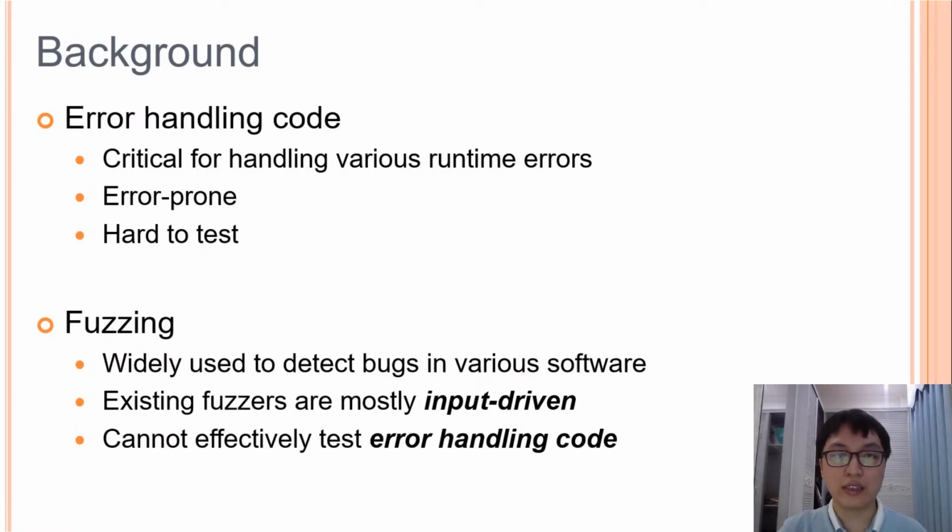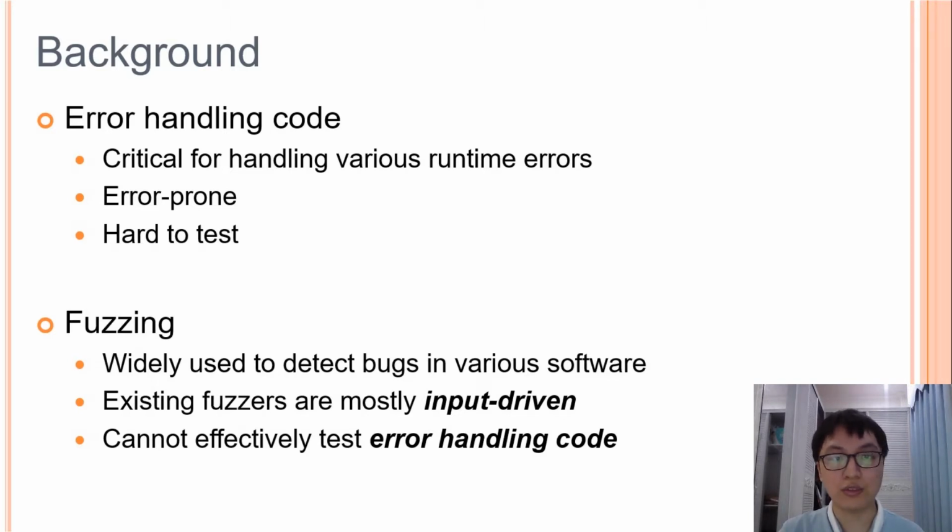Error handling code is a critical part of the program. It is used to handle various runtime errors encountered by the program and improve its reliability. But error handling code is often error-prone and hard to test because of its complexity and infrequent execution.